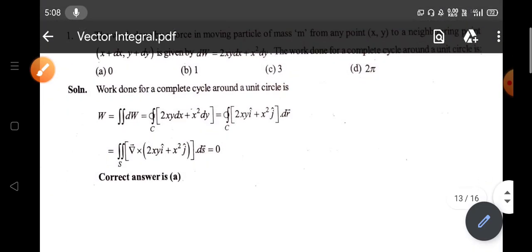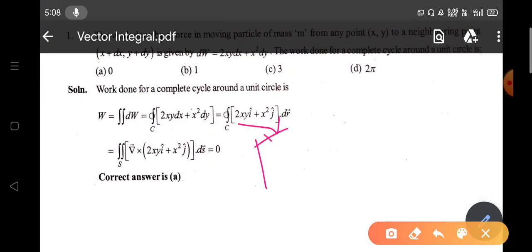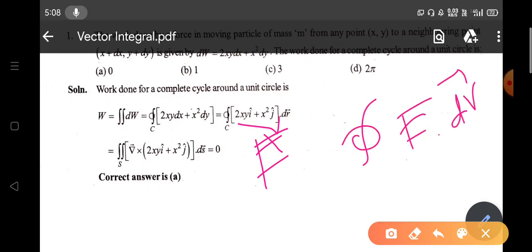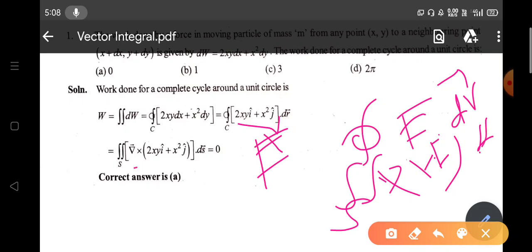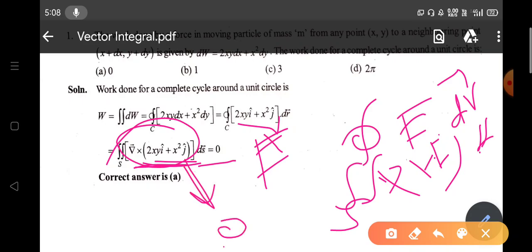You can now treat it as the vector, suppose I am taking it as f. So the closed integration over f dot dr, we can write as the surface integral over s of curl of f dot ds. Here curl of f, that is curl of 2xy i cap plus x square j cap, dot ds equals 0, because you will just find out the curl of this quantity, you will get it as 0. So it is very simple.